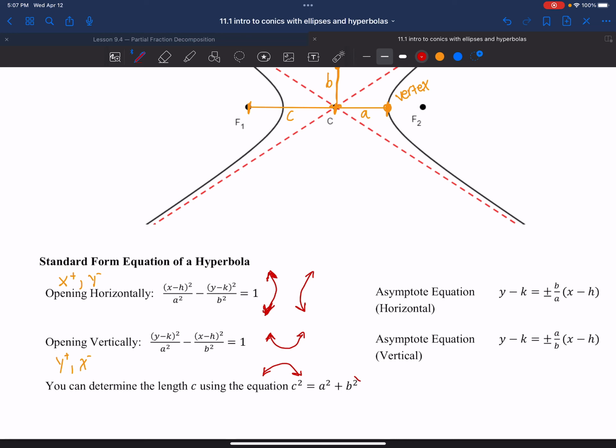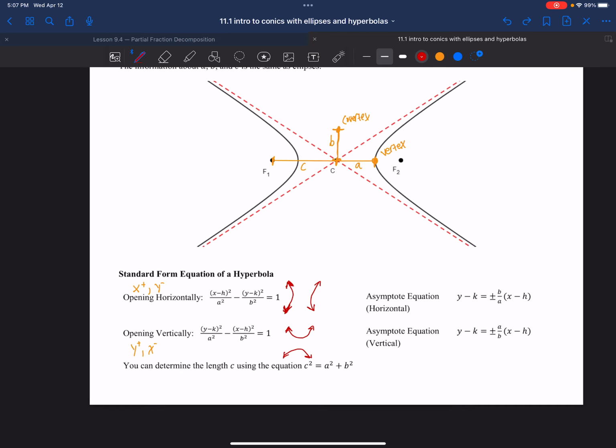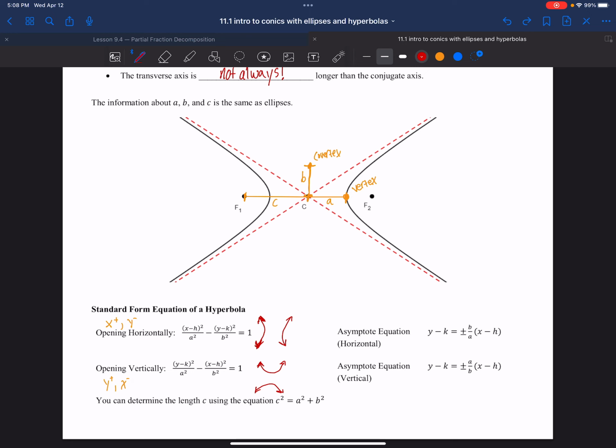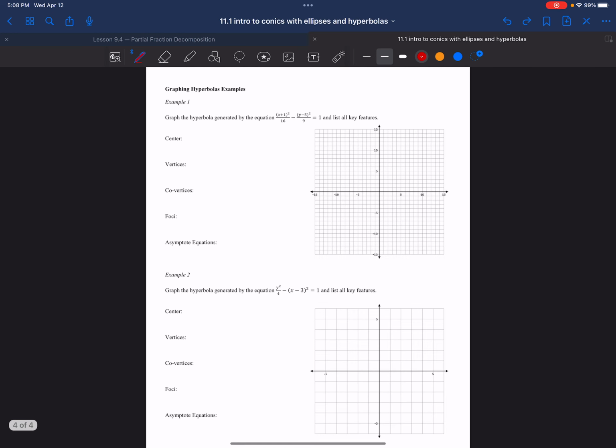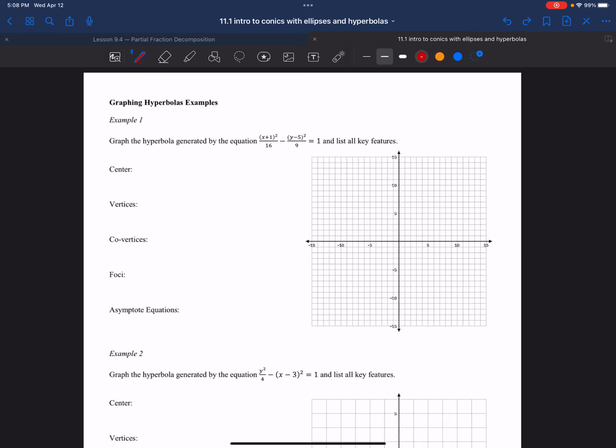And then again here, this is how you find C. It's different. The last one was C squared equals A squared minus B squared. For hyperbolas, it's A squared plus B squared. So it is that Pythagorean theorem that you know. So there it is. Alrighty. Let's do an example of a hyperbola, and then we'll be done with this video.